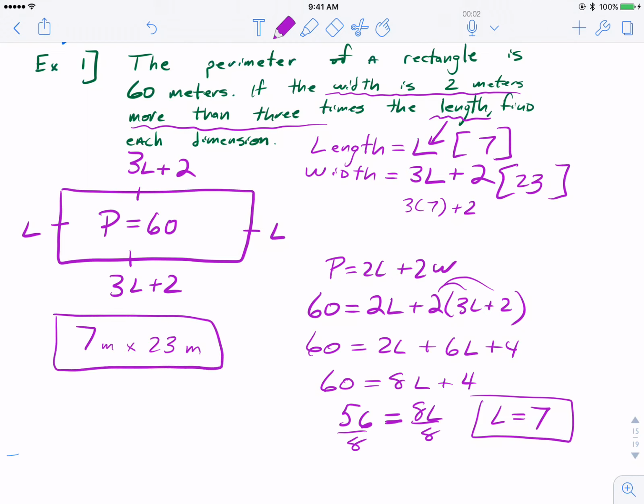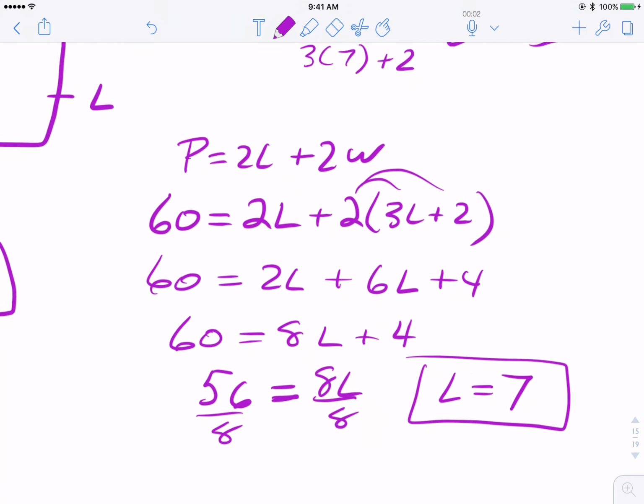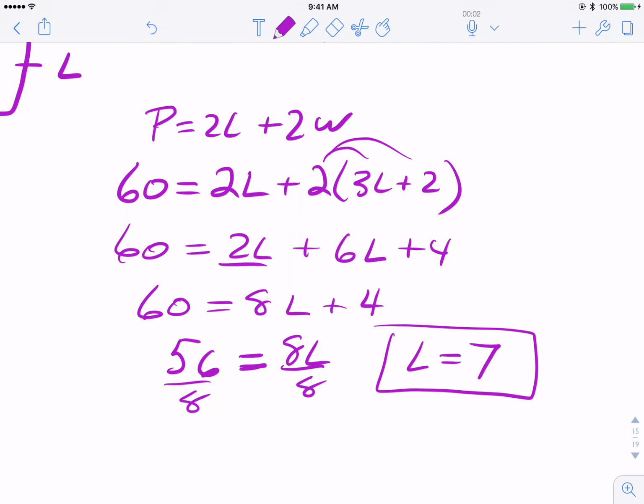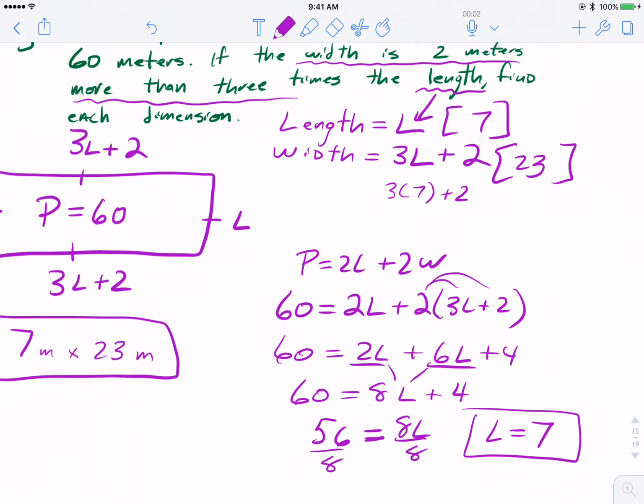Okay, and you can kind of check that. So that would be 14 plus 46. Yeah, it makes sense that it has a perimeter of 60, or it works out. With solving the two-step equation down below, I kind of went quickly through this, but combining like terms, this is where my pen started failing a little bit, 8L, subtracting the 4 to get the 56, and then dividing by 8 to get our final answer of 7.